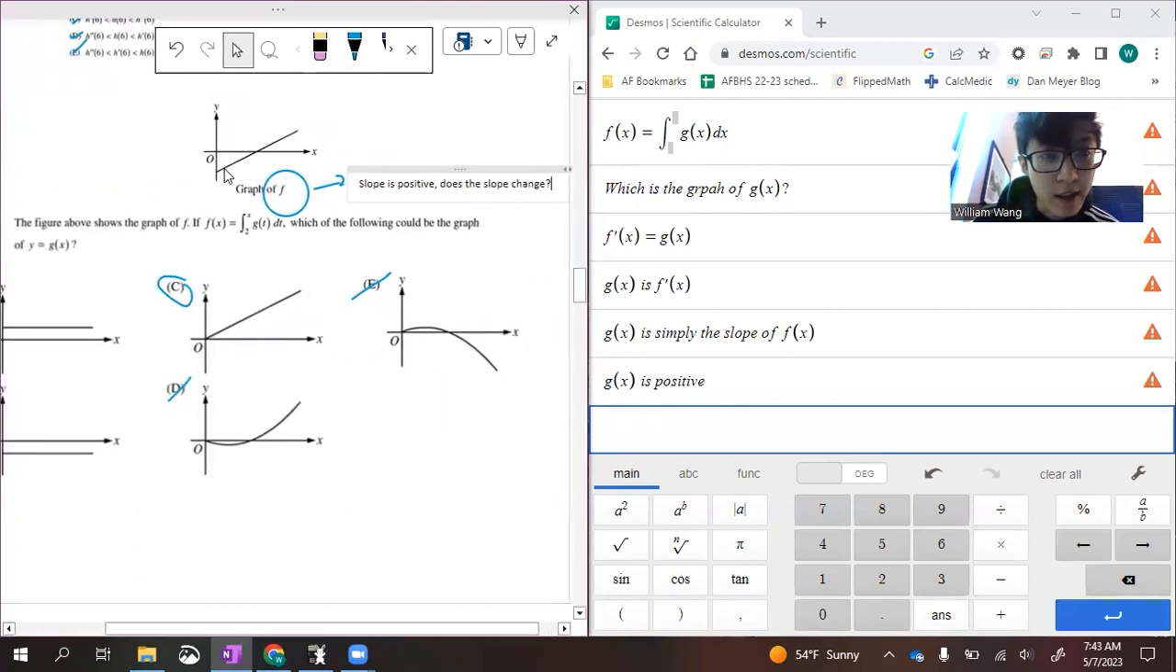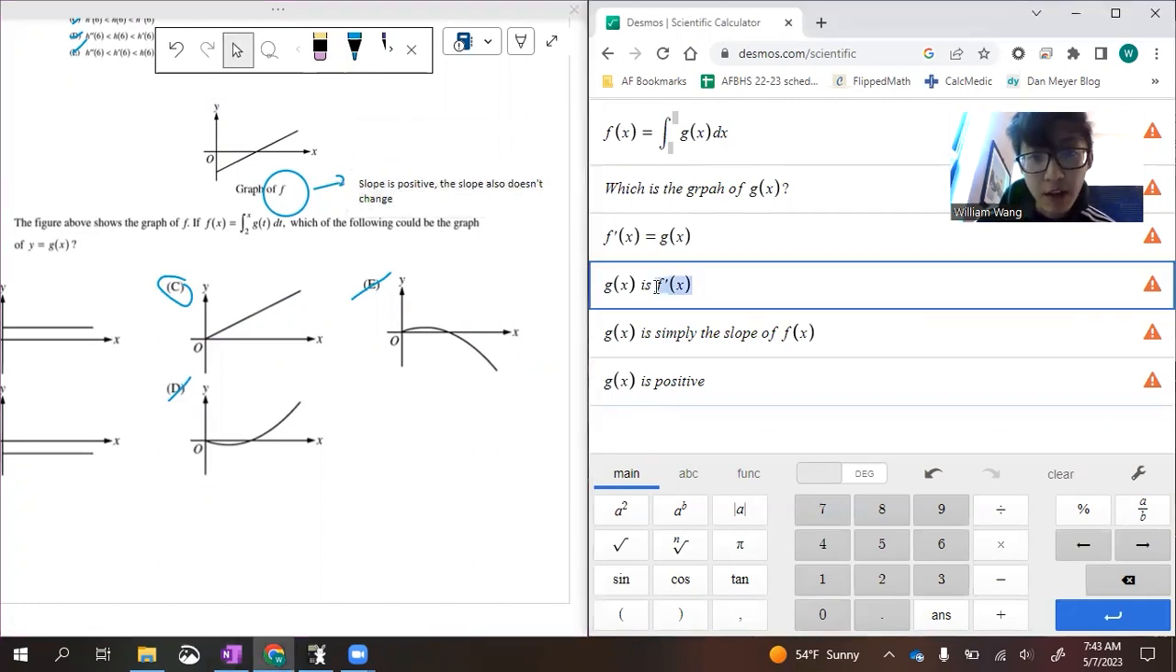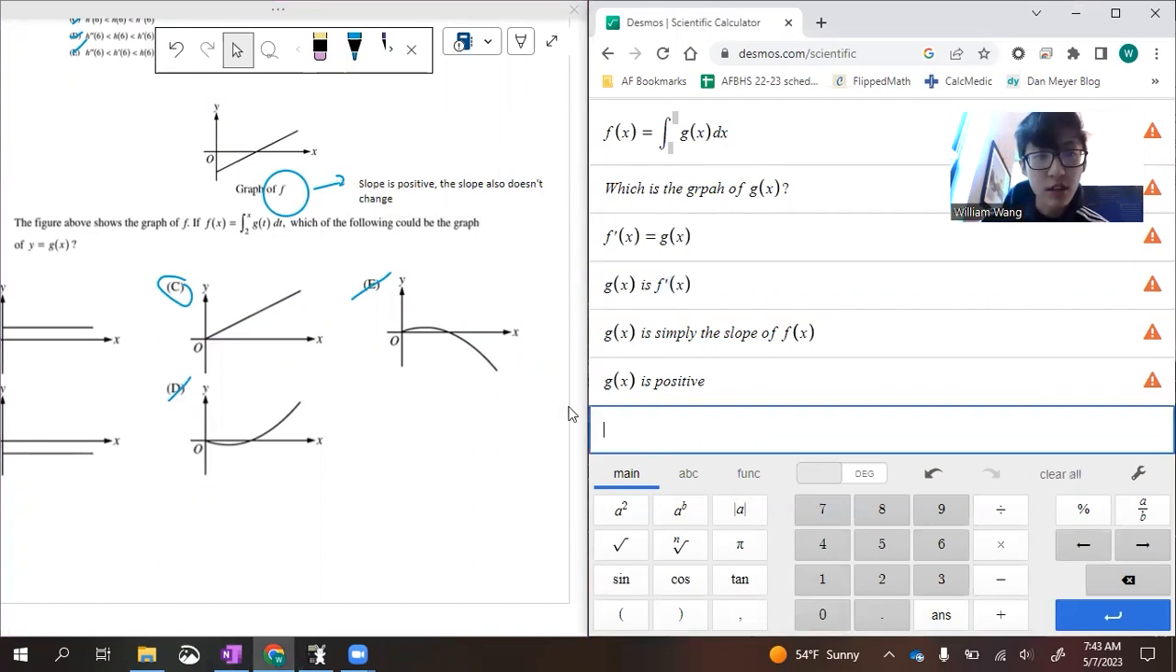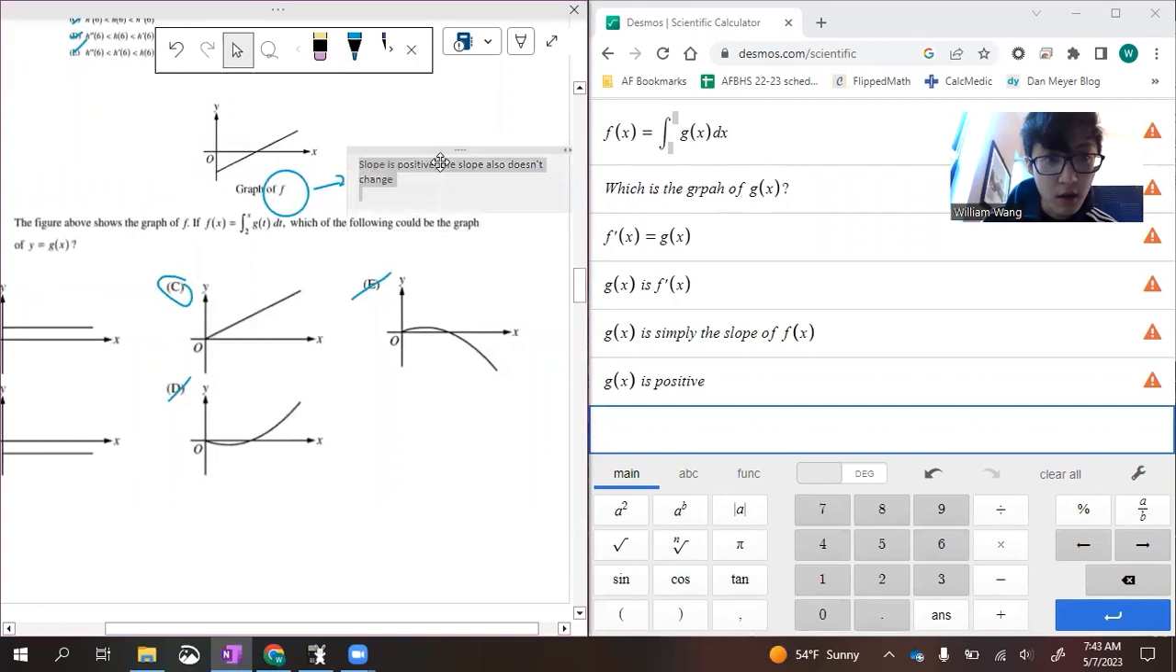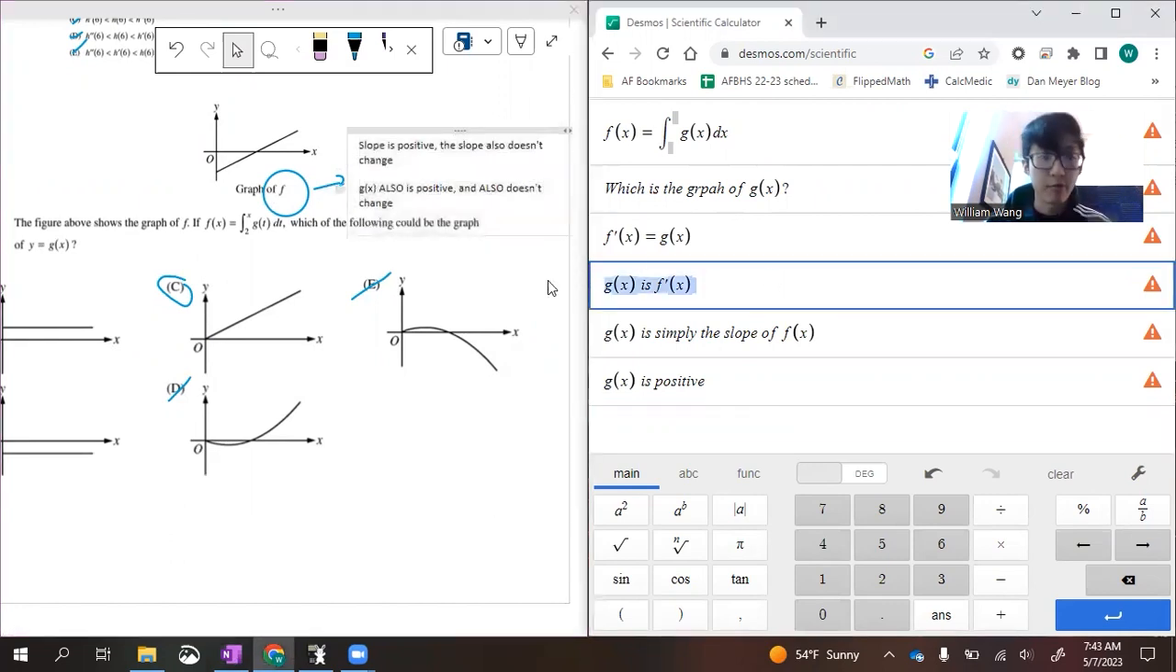I would say not quite, right? This function is a linear function. The slope also doesn't change. Remember, this is about the graph of f prime of x, which g of x is. So g of x also, so I'm going to write that here, g of x also is positive and also doesn't change, right? Because that's how they are related. G of x is simply f prime of x.